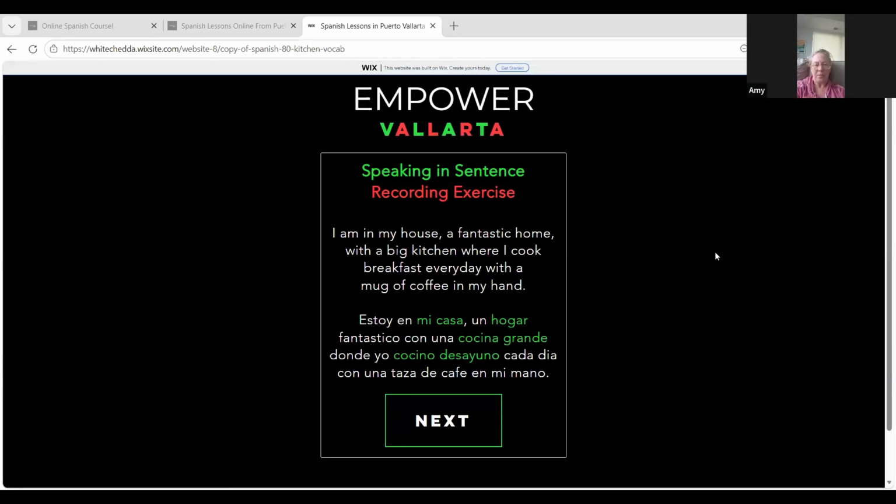Estoy en mi casa. I'm in my house. Un hogar fantástico, a fantastic home, con una cocina grande, with a large kitchen, donde yo cocino desayuno, where I cook breakfast, cada día, every day, con una taza de café en mi mano, with a mug of coffee in my hand.